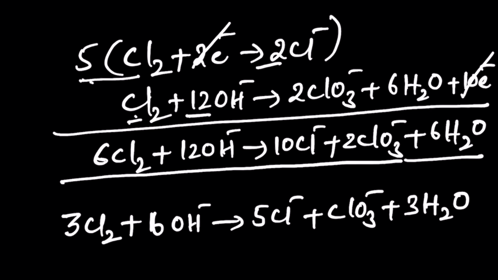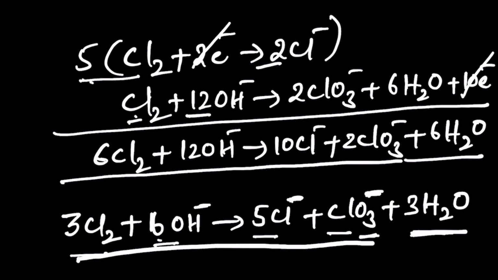Now cross check whether everything is balanced. 6 chlorine, 5 chlorine plus 1, 6 chlorine. 6 oxygens, 3 oxygens here, 3 oxygens here, 6 oxygens. Then 6 hydrogens, 3 into 2, 6 hydrogens. Balance the charge, check the charge. 6 into minus 1, minus 6. 5 into minus 1, minus 5, plus this is minus 1, total minus 6. So now even the charges are balanced.